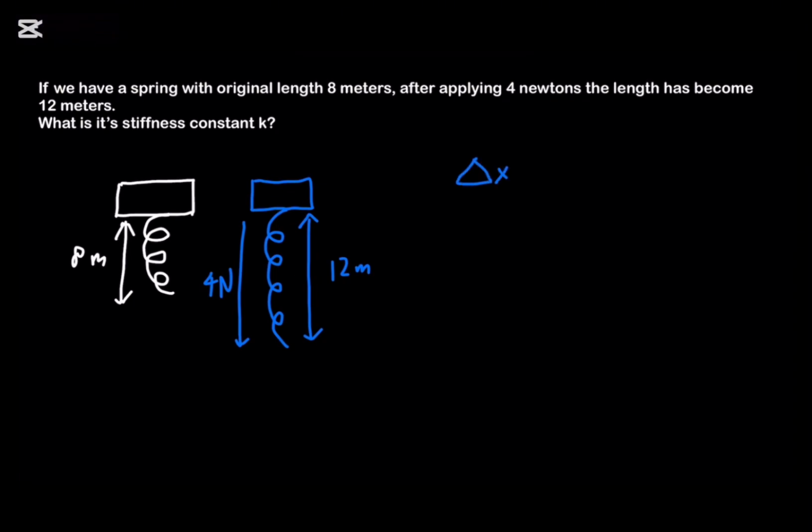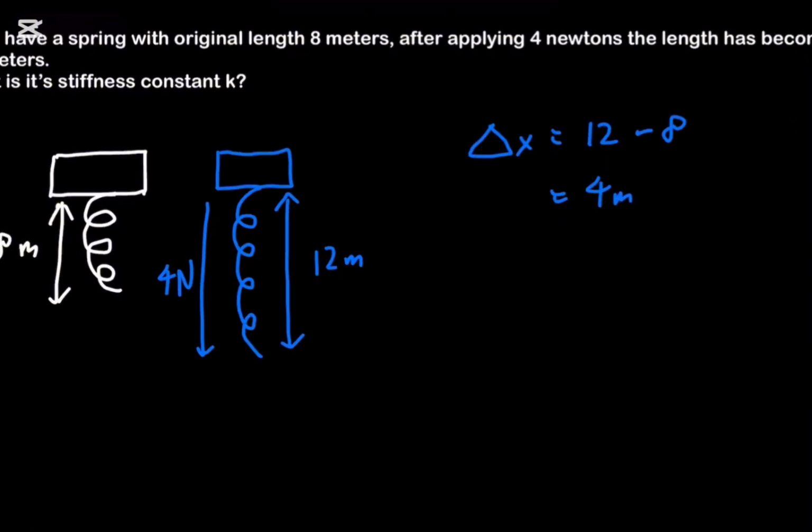We can see that as the original length is 8 meters, after 4 newtons is applied, the length became 12 meters. So the extension, which is also the delta X, is 12 minus 8, which is 4. Now we can apply the equation F equals K times delta X. By plugging in the numbers, we can see 4 newtons equals K times 4. So the stiffness constant of the spring is 1 newton per meter.